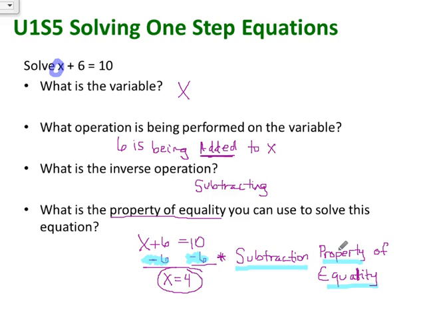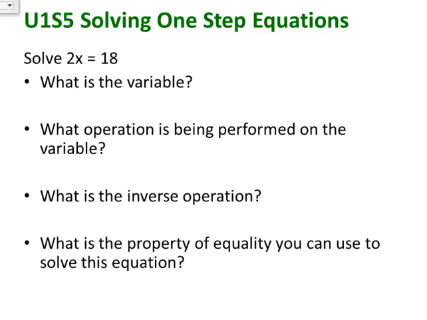And remember, what you do to one side of the equation, you have to do to the other. Those are really your properties of equality: what you do to one side, you do to the other. And then specifically, what did you do? If you subtract, you're using the subtraction property of equality. If you multiplied, you're using the multiplication property of equality.